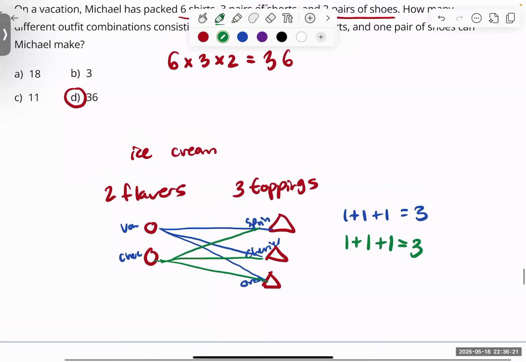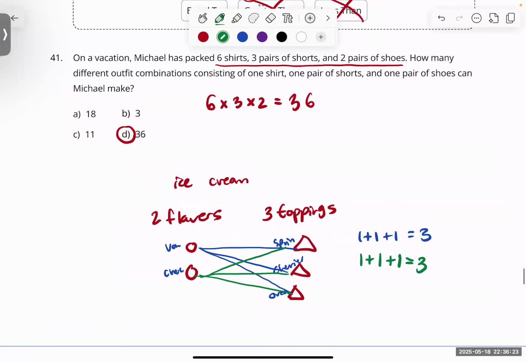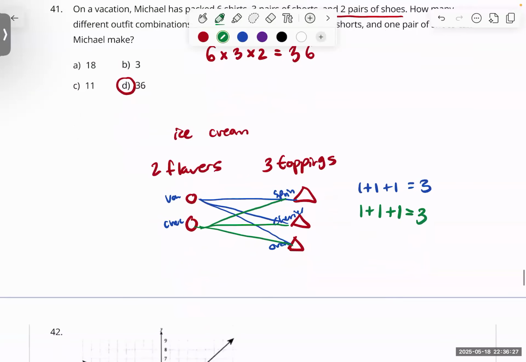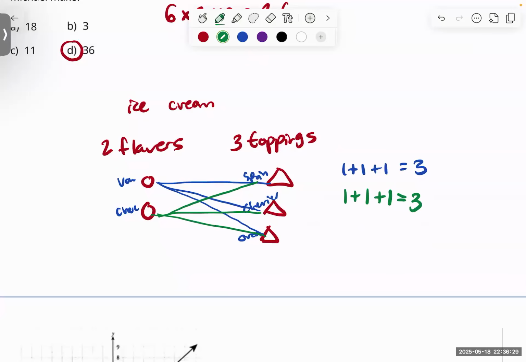Now, I understand this is a small example, so it's not very visible yet. But if I do a bigger example, it's going to be chaos, which actually I can do. But for the sake of time, I won't do it right now. So that's 3 plus 3, or 3 times 2, because I have 3 toppings and 2 flavors, which is equal to 6.